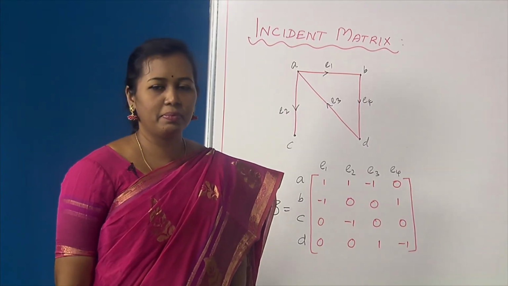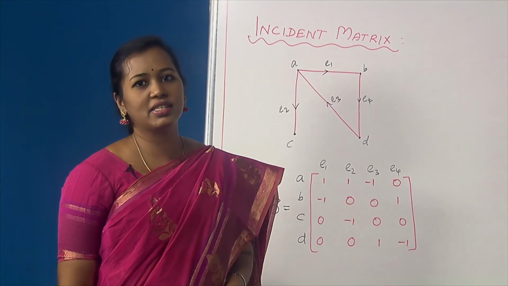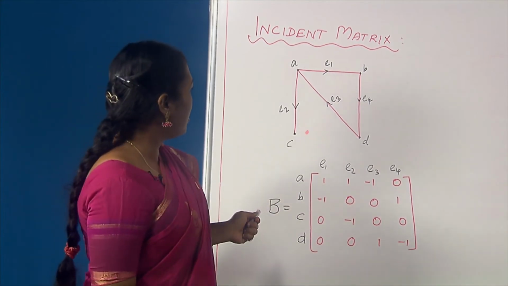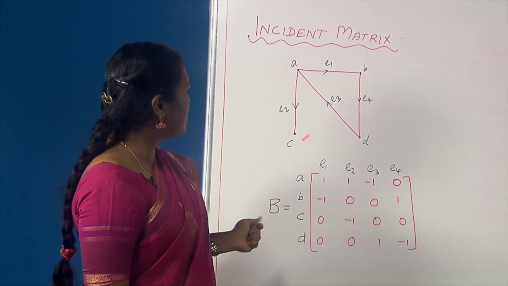Let us see an example now to construct an incidence matrix. So, here in this graph there are 4 vertices A, B, C and D.